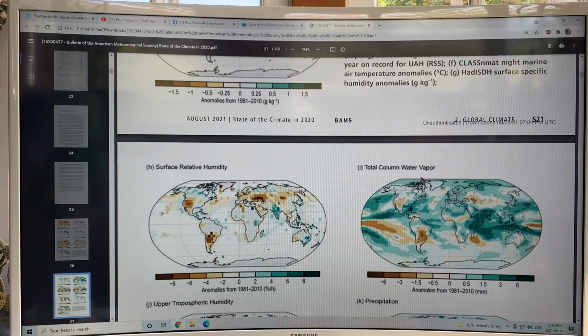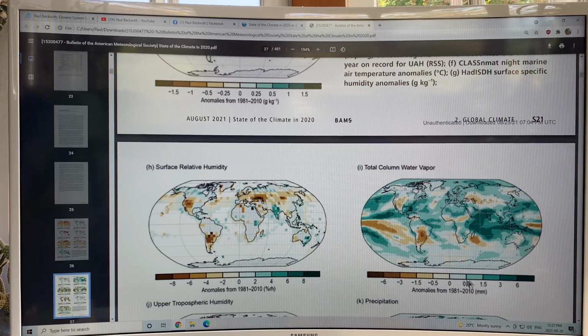This is the total column water vapor anomaly. So the total column means that if you start at the surface of the Earth and go all the way up to the top of the atmosphere, the lower atmosphere, the troposphere, and then you take all the amount of water in that region and measure in terms of millimeters. In other words, if all the water in that column going from the surface up to the top of the troposphere was condensed and put into a container, how many millimeters of water would we have in that column? And this is a change in that over time.